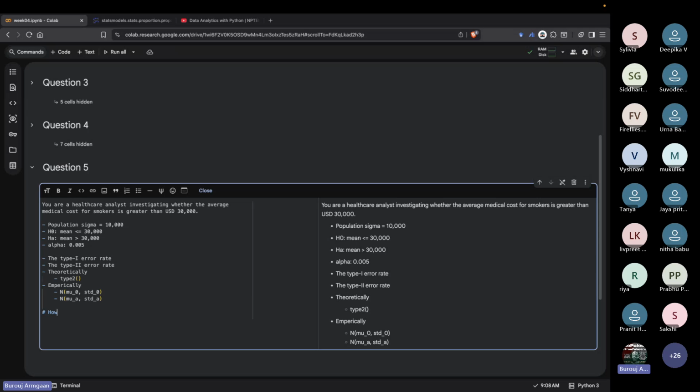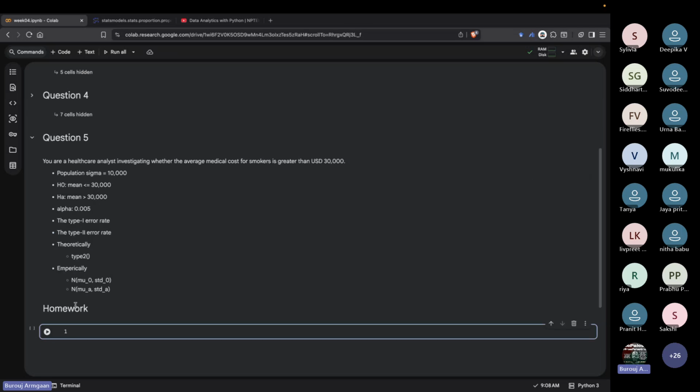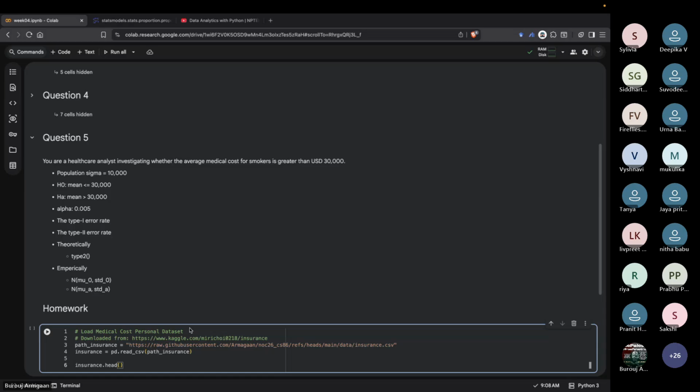So I would like to give it as a homework question. And as usual, you will find the solution in the notebook later on. If you would like the data, let me paste it here. You can maybe take a screenshot of the question as well if you would like to take a look.